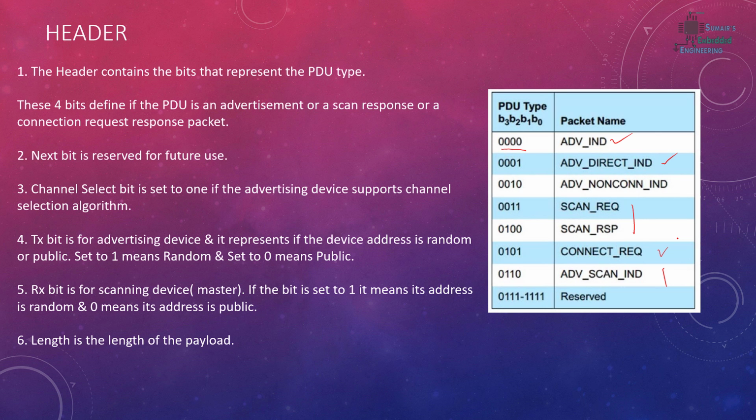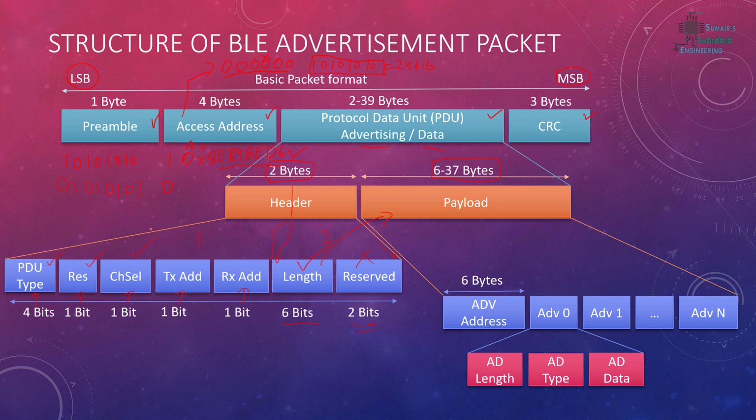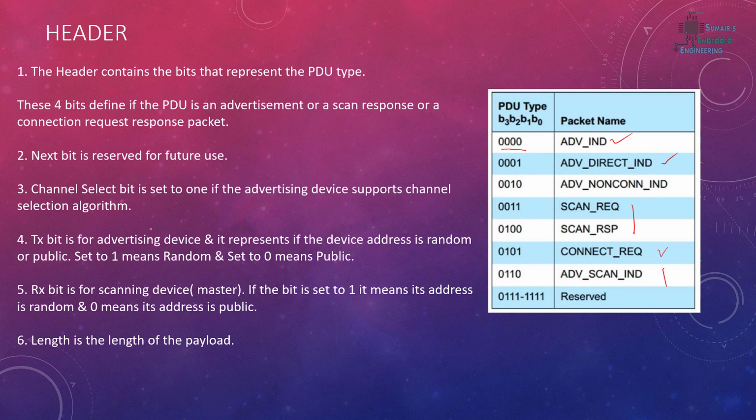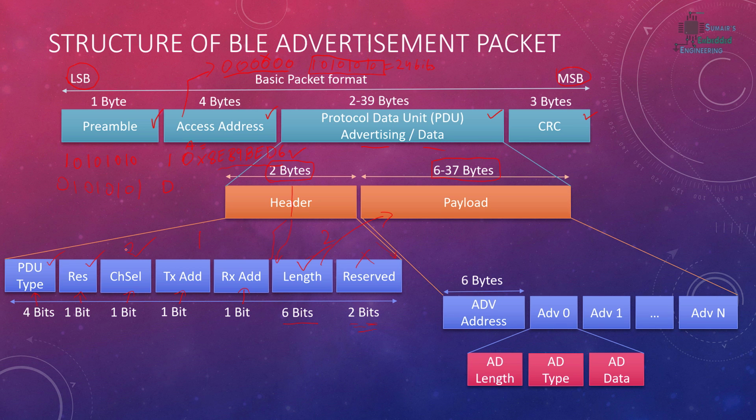The header basically contains the 4 bits which are the PDU type. The next bit is reserved. The channel selection bit is basically about the algorithm. If the device supports the channel selection algorithm, then this bit will be 1. Otherwise, this bit will be 0. If you want to see more about this, you can check the BLE official specifications. We will not go into details about this.